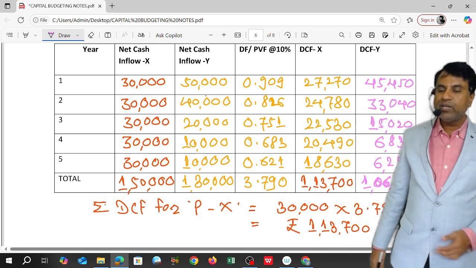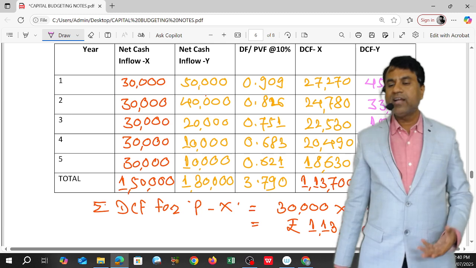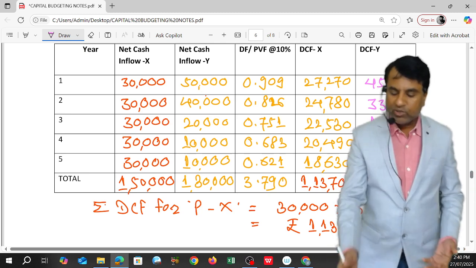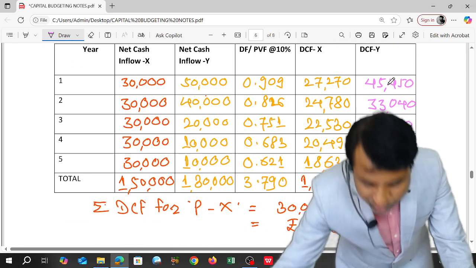So first is the annuity of 30,000. You can do both methodologies here. Either you can multiply them with the given discounting factor separately, or you can just multiply with the annuity. Now this is the wonderful table, students, we have done here.